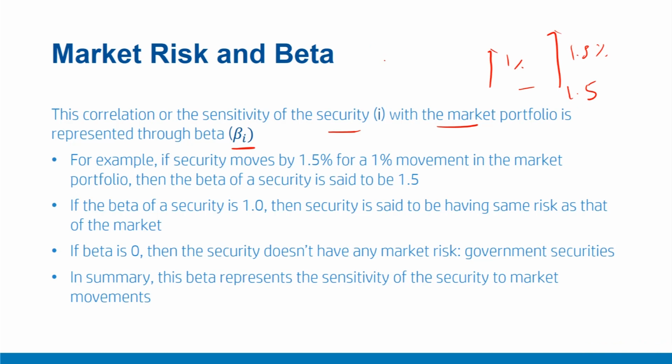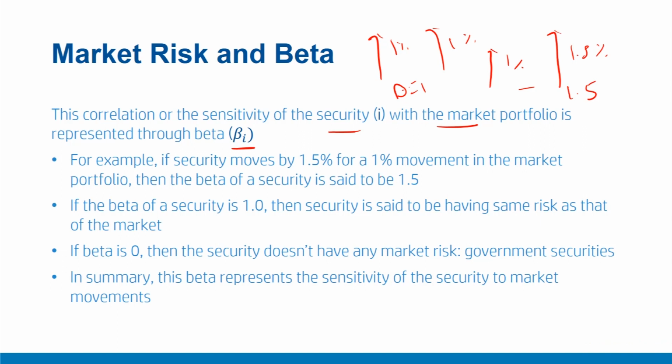Or if market moves by a particular amount and security moves by exactly the same percentage, let's say in this case 1%, then it is said that security has a beta of 1 and it has the same risk as that of the market.